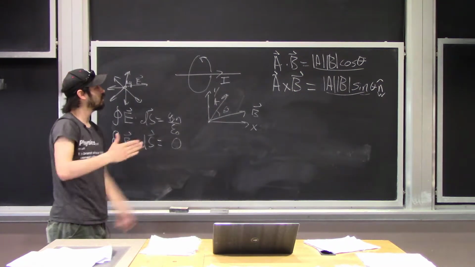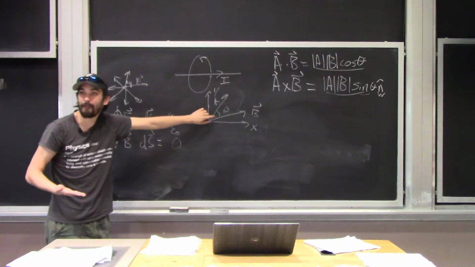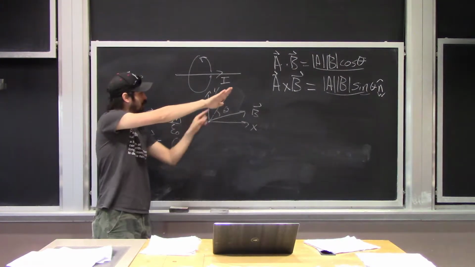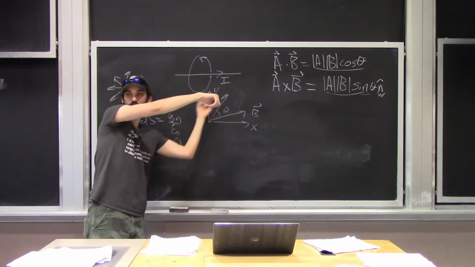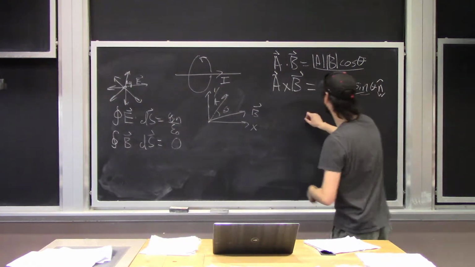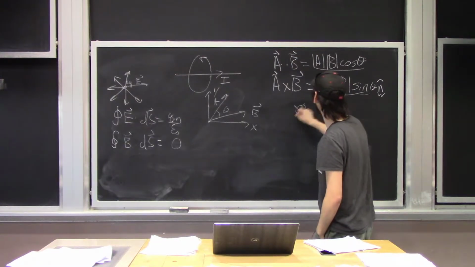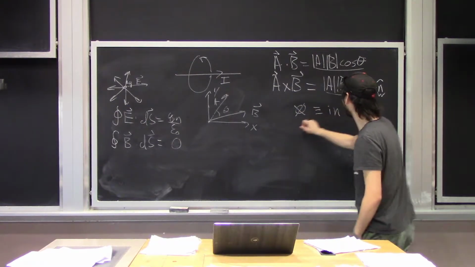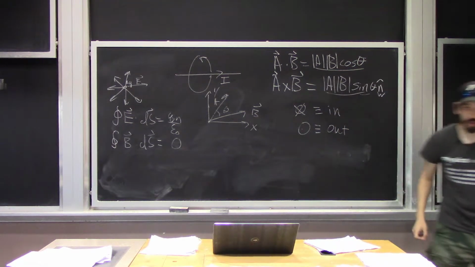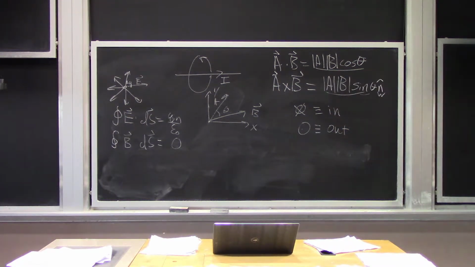So in this case, what's the direction of n hat? So take right hand. This is the direction of A, curl into B. This goes into the board. Okay. So here we have some notation to talk about this. So this is in, and this is out. Okay. Is everybody okay with that? This is important. So if it's not, one more time.